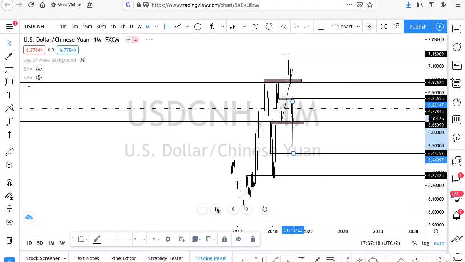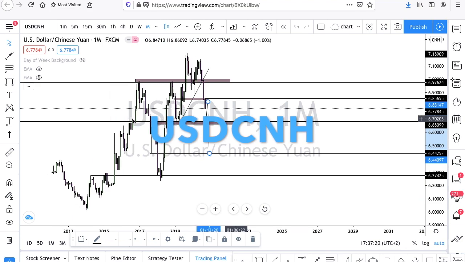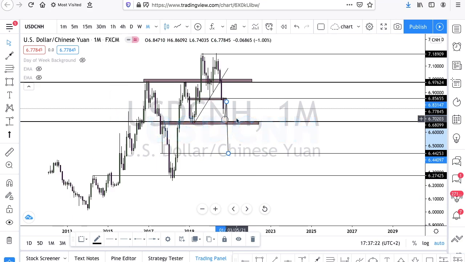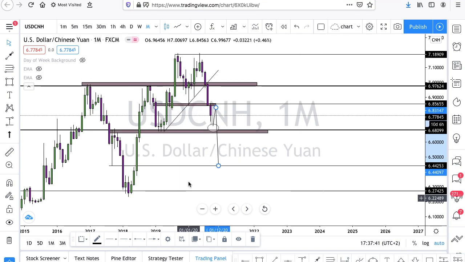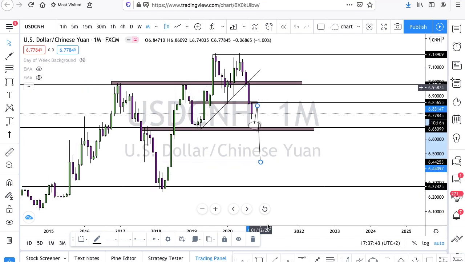Let me just go to the monthly time frame because it's more clear there. Overall, the USDCNH has now started its bearish trend. I could be wrong, but that's just my opinion, and that's what I'm seeing based on this pattern. But this pattern will only become invalid once I see if price does come back, if it fails to reject this level.